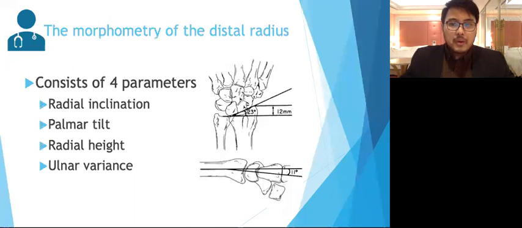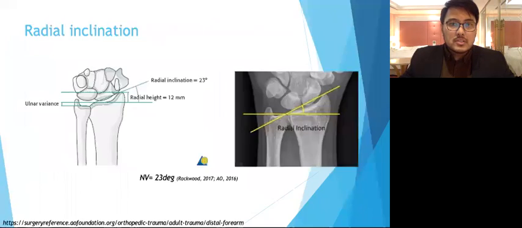With the acquisition of proper wrist x-rays, we are able to measure certain features of the distal radius. These represent the radiographic morphometry of the distal radius, which consists of 4 parameters. First is the radial inclination, which is seen on the PA view, showing the incline of the radial styloid in relation to the axis of the radius.